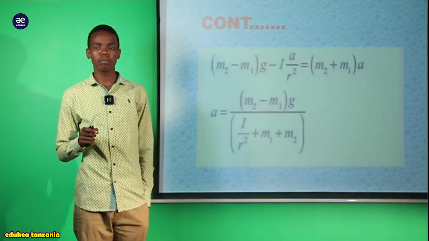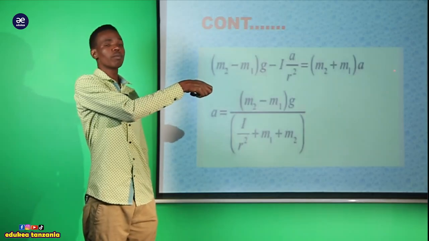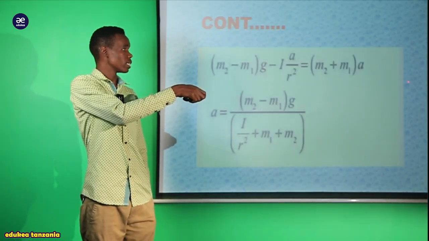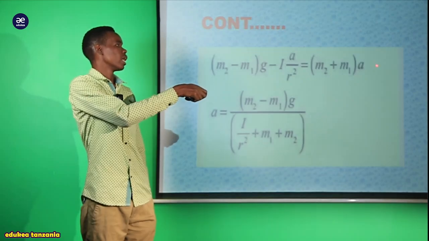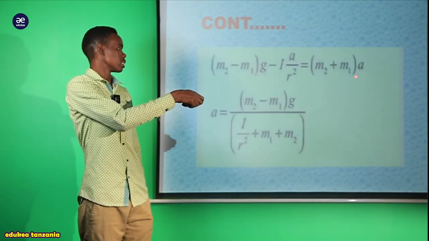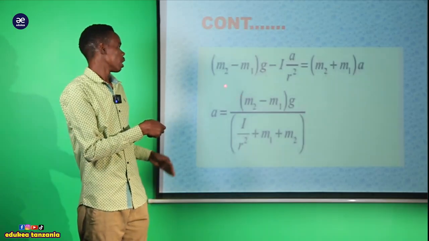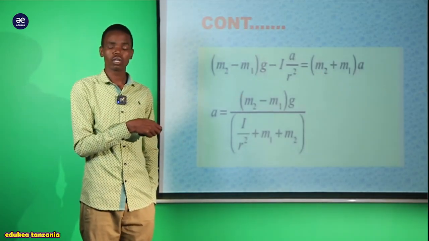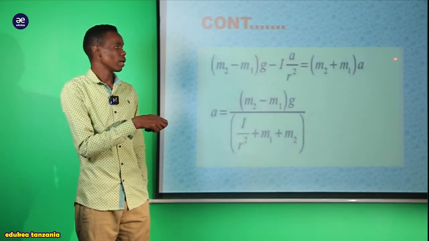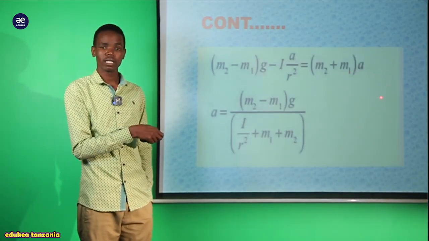The first step, my dear student, is to take this value and collect the common value at one side. We are supposed to take this I times A divided by R square and add it at the right side. If we add it at the right side, we remain at the left side with M2 minus M1 bracket G, which is equal to M2 plus M1 bracket A, then we add I times A divided by R square.